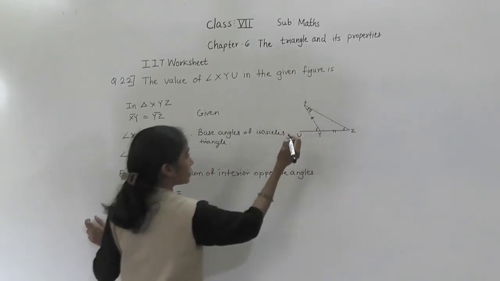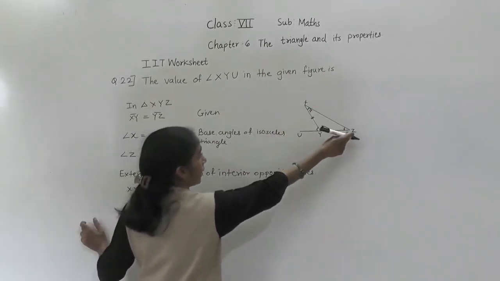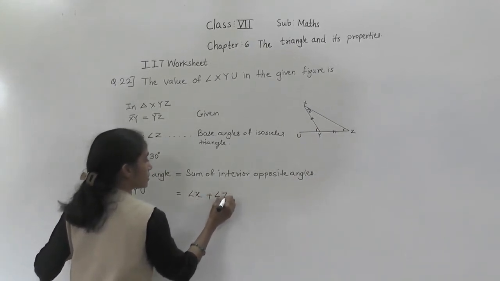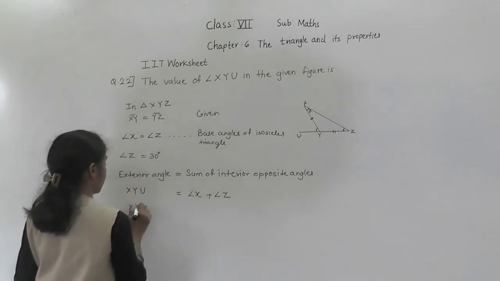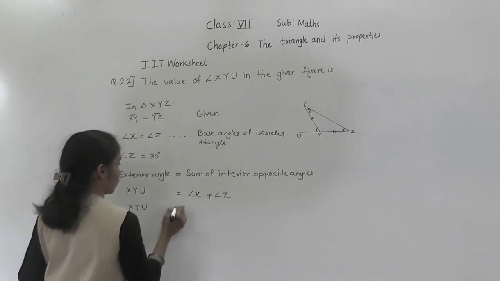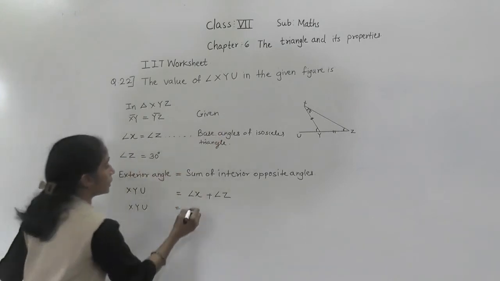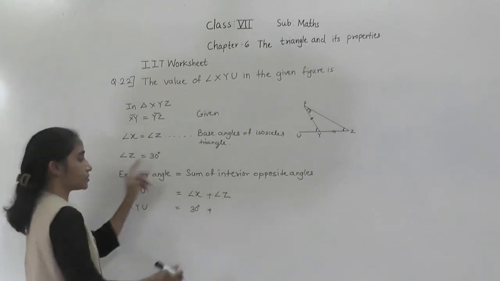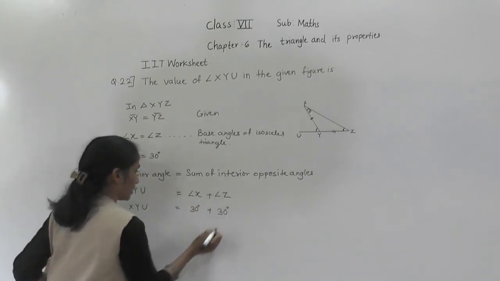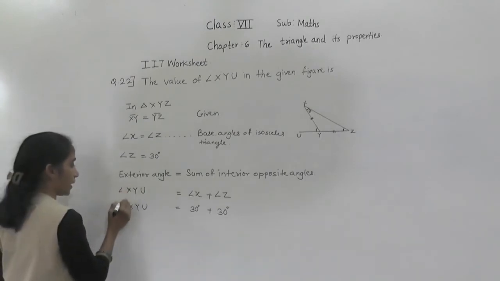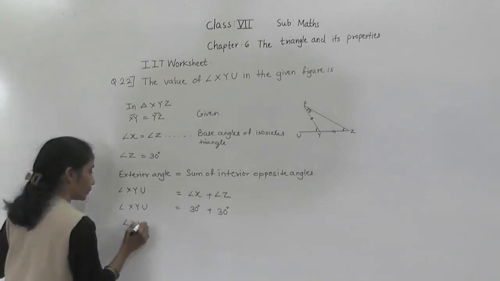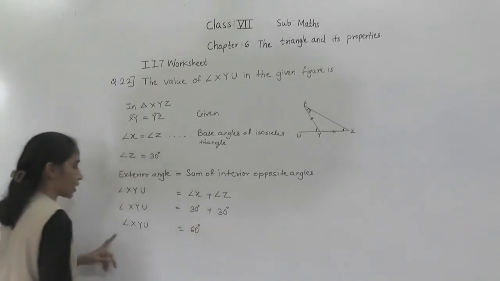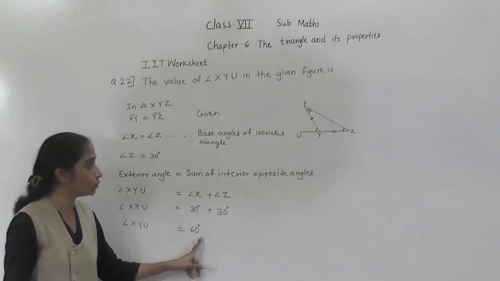Which are the interior opposite angles? Angle X and angle Z. Angle X plus angle Z. Now angle XYU is equal to angle X, how much is it? 30 degree. Angle X, how much is given? 30 degree. Plus angle Z, also 30 degree. So angle XYU is equal to 30 plus 30, 60 degree.